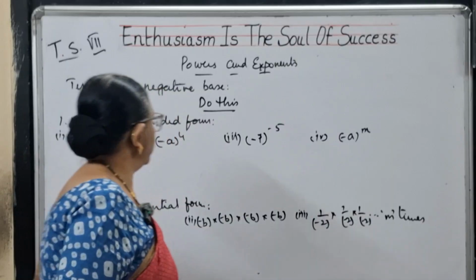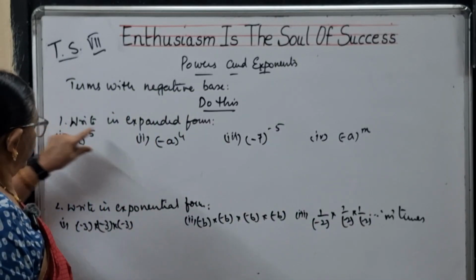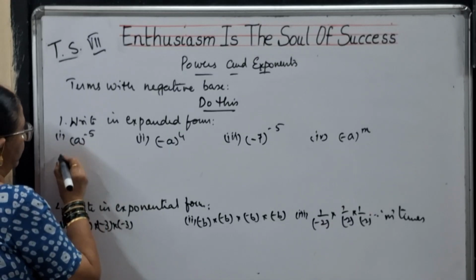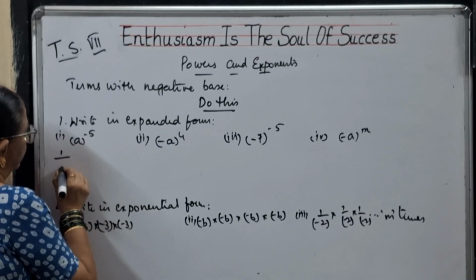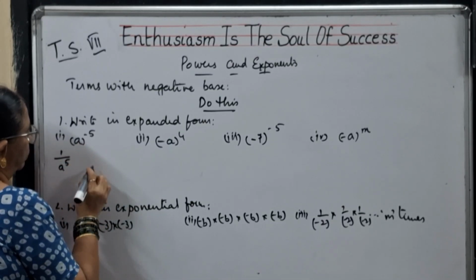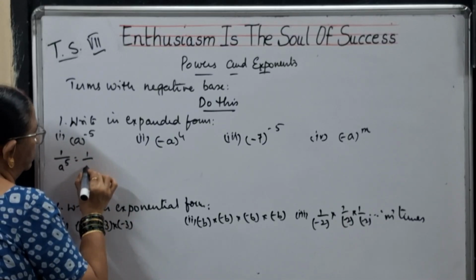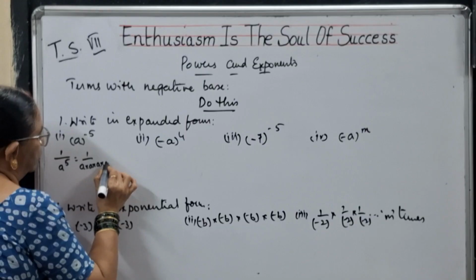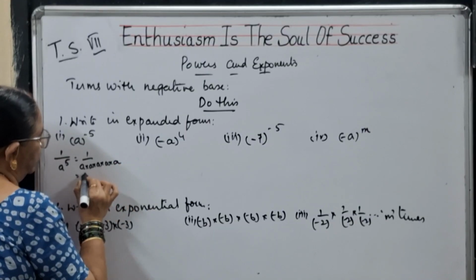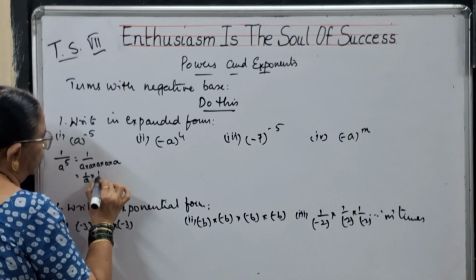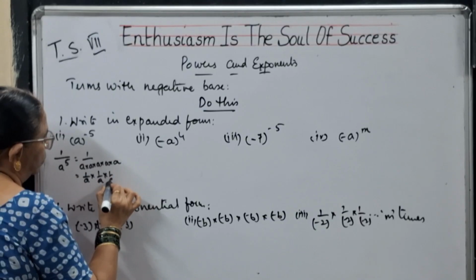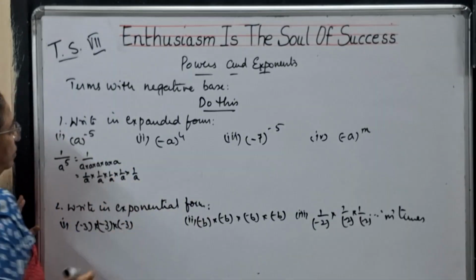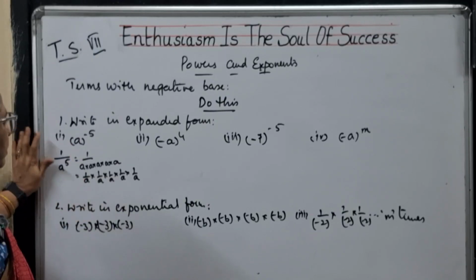Next, do this sum, children. Write in expanded form. A to the power of minus 5. Power is minus, so we will be writing it as 1 by a to the power of 5. So the expanded form is 1 by a into how many times? 5 times. That means 1 by a, 1, 2, 3, 4, 5 times. So this is the expanded form of this.